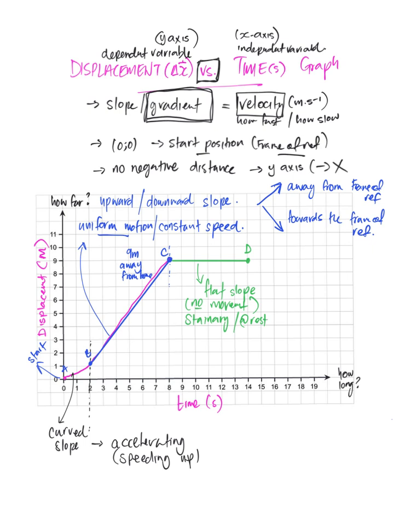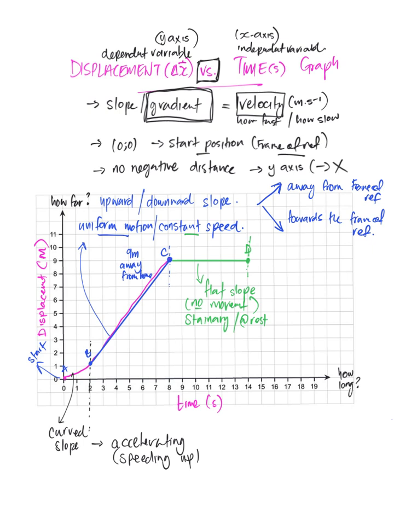All right? So understanding these slopes: curved slopes mean I'm accelerating. A straight slope means I'm moving at uniform or constant speed. Downward and upward slopes mean I'm moving toward or away. So now I'm at the mall and I'm staying at the mall for a certain period of time. Between C and D, I'm not doing anything. I'm just at the mall.